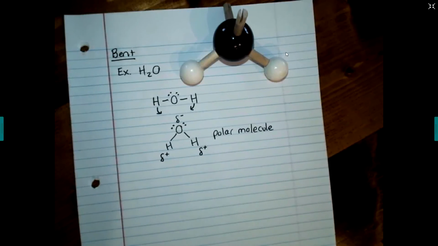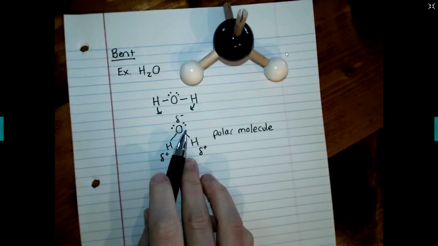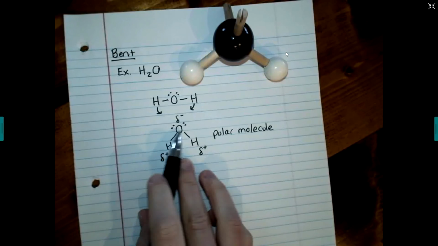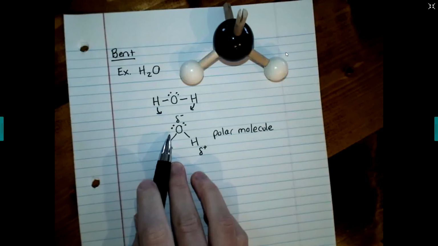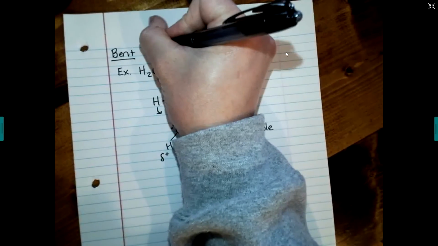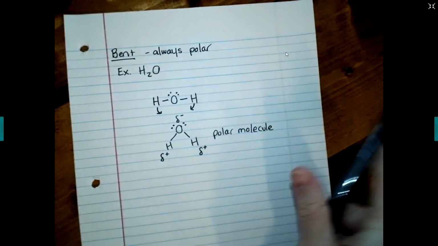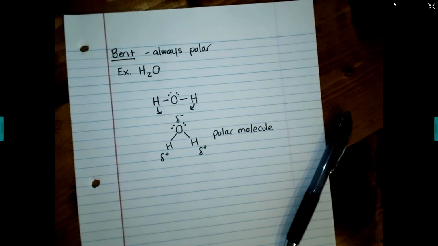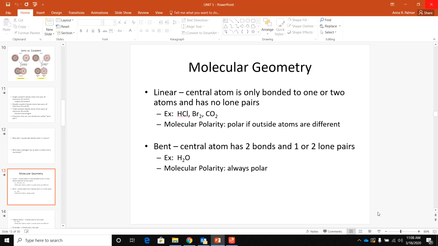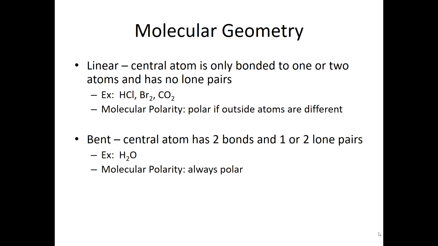Now you're going to see that anytime you have a bent shape, bent is always going to have lone pairs on the central atom, and anytime there are lone pairs on the central atom, the molecule will be polar. So next to bent, I'm going to write always polar. And we'll switch back over to our slides. And you can see that that's the last note I've put on here for bent, is that it is always polar.